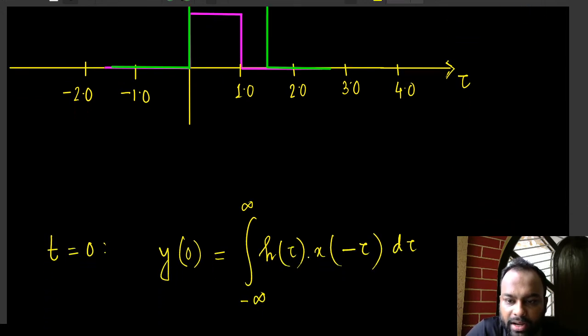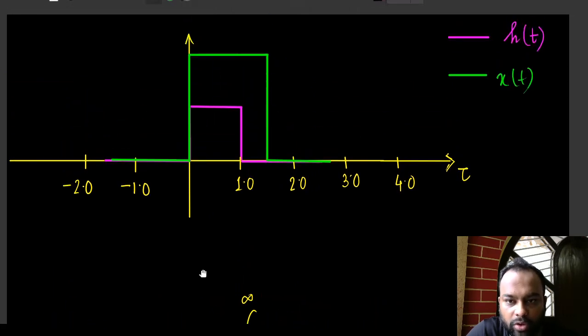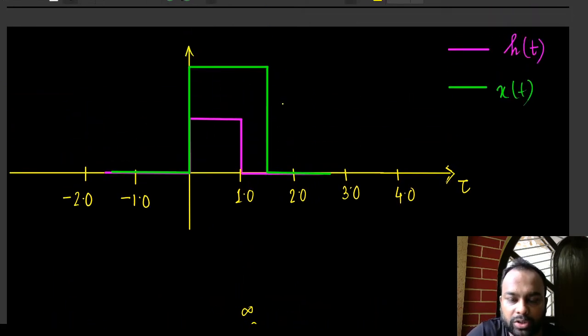Now what are we calculating? We are calculating x of minus tau. So this is x of tau now, instead of being t. Now how do I get x of minus tau? I get x of minus tau by just doing a time flipping here. If this is x of tau, how do I get x of minus tau? By doing a time flip like that. So let's do that.